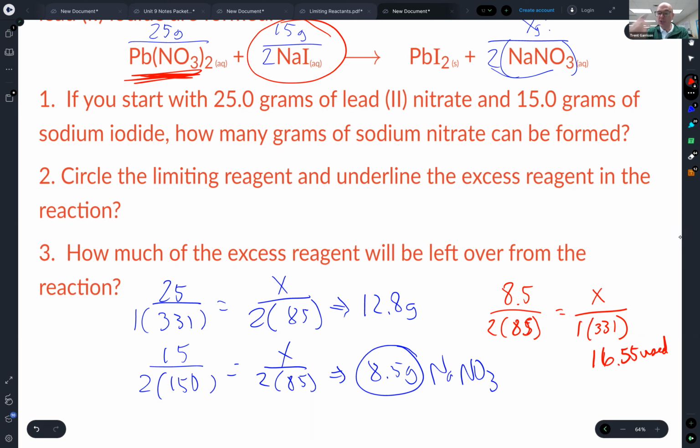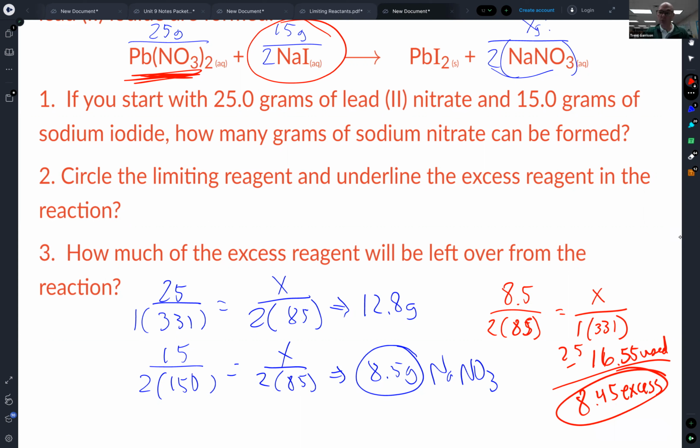Now that's not how much was excess. I have to take 25 minus that amount. And this will then tell me that 8.45 grams is in excess. So there are a lot of moving parts in this, and you have to do 3 stoichiometry problems in one whole problem.